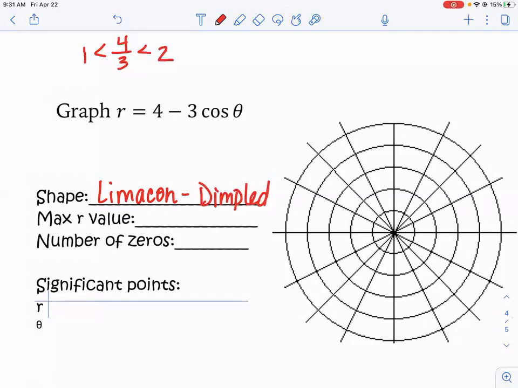Mallory, where is the majority of this limaçon going to be? To the left, we have cosine and we have a subtraction in between A and B. So it's going to be to the left. And our max R value would be what, Bajik? Not quite 8. Add them together. 7. Okay, ignore the subtraction in between. We add those together.